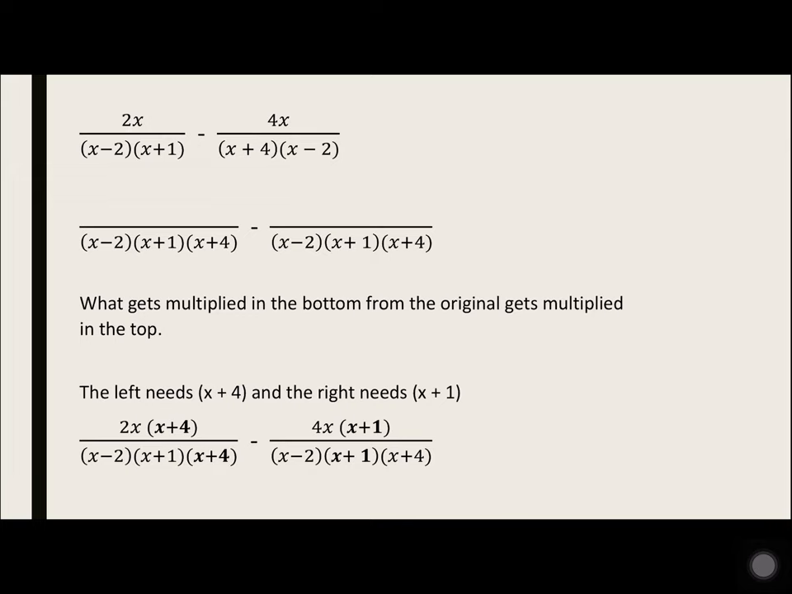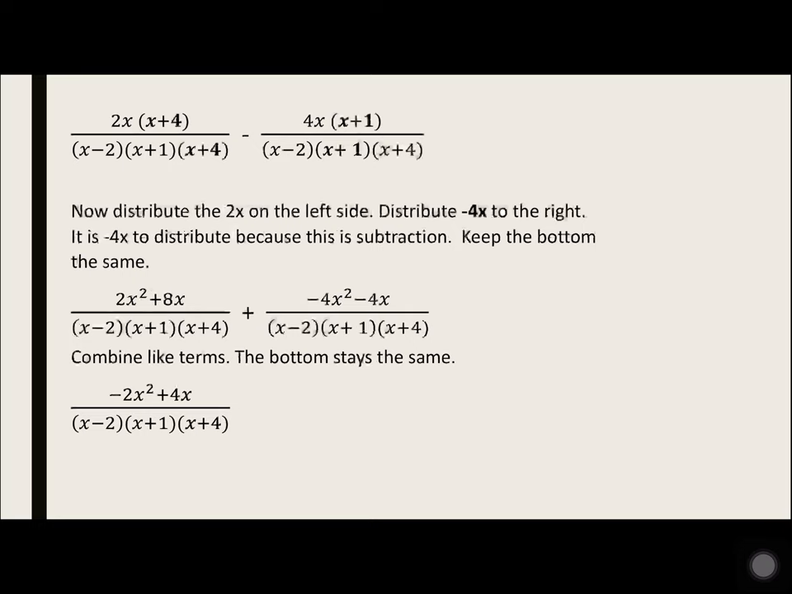The left already had minus 2 and plus 1, so x plus 4 needs to get multiplied in. The right already had the minus 2 plus 4, so x plus 1 needs to get multiplied in. I put in bold what is getting multiplied in that's new. Distribute the 2x on the left. 2x times x, 2x squared. 2x times 4, 8x. On the right, distribute negative 4x because it's subtraction. Negative 4x times x, negative 4x squared. Negative 4x times 1, negative 4x.